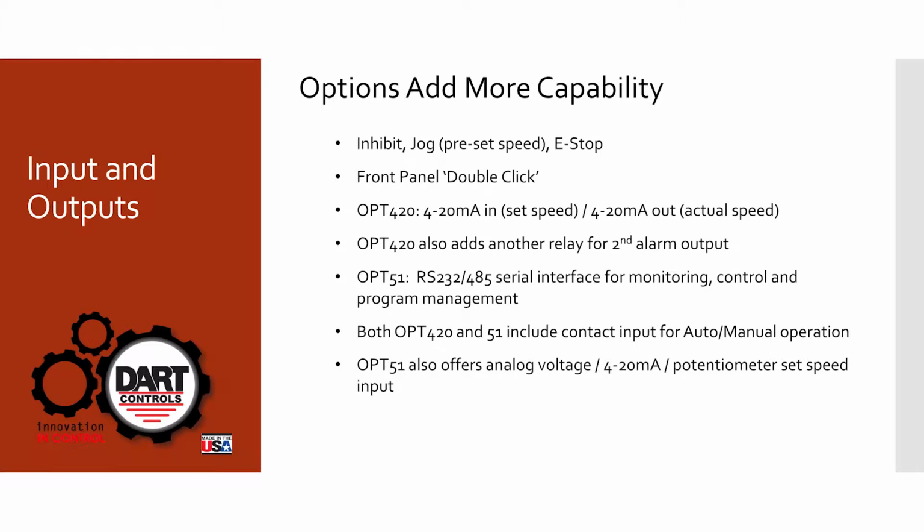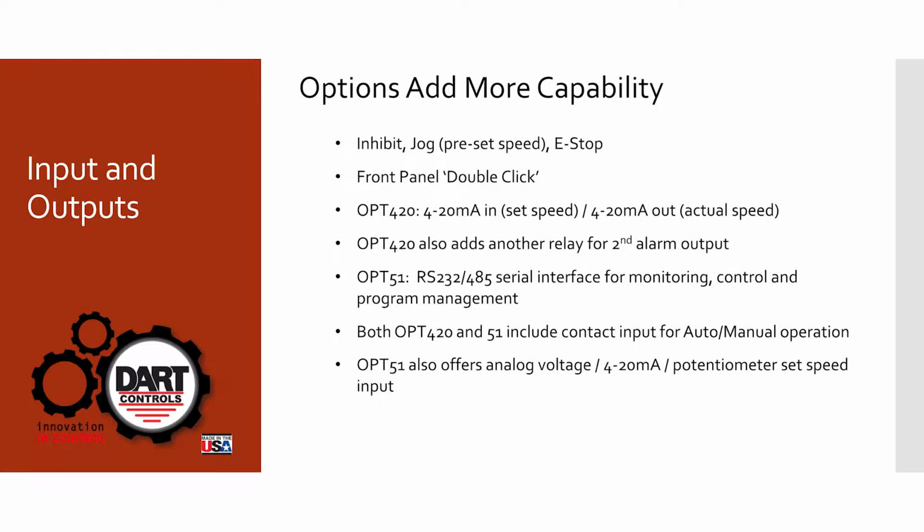So there are configurable inputs and outputs on the ASPs that will give it more capability, and again in the ASP40 we have additional options which give it even more features. On both models we have inputs that can be configured for inhibit, and jog at a preset speed or an e-stop. On the ASP40, there's a front panel double click feature which can take the place, for example, of a dry contact input to enable the inhibit, jog, or e-stop type function.